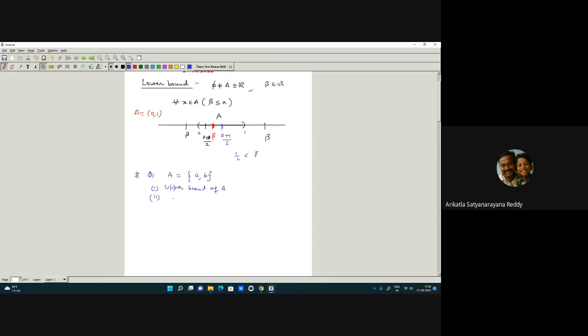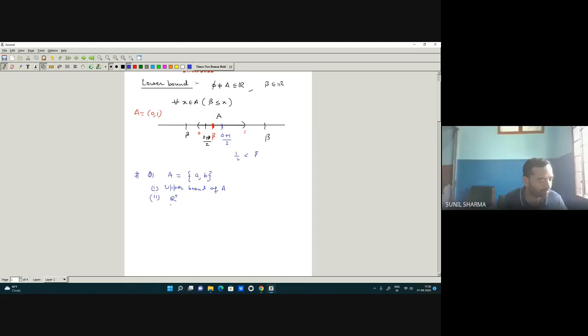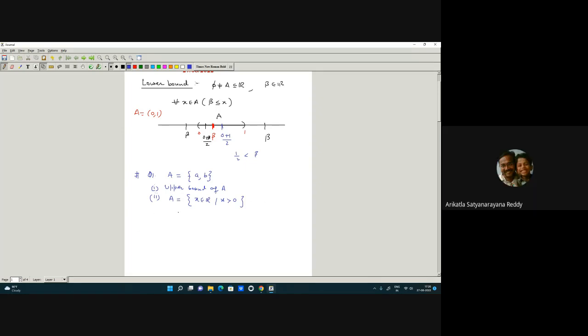Real numbers, R plus. Given an upper bound for R plus. So find an upper bound for A. This is question number 2. All of you think about it, and we will come back to you. We are just asking questions.